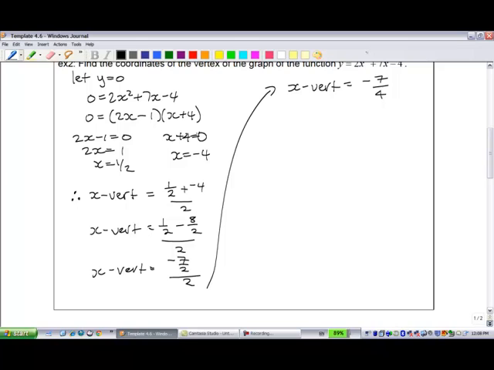Because that vertex appears on the curve, we can plug that x value into the equation of the function and find the y value. So the y vert has to equal us plugging negative 7/4 into the function.